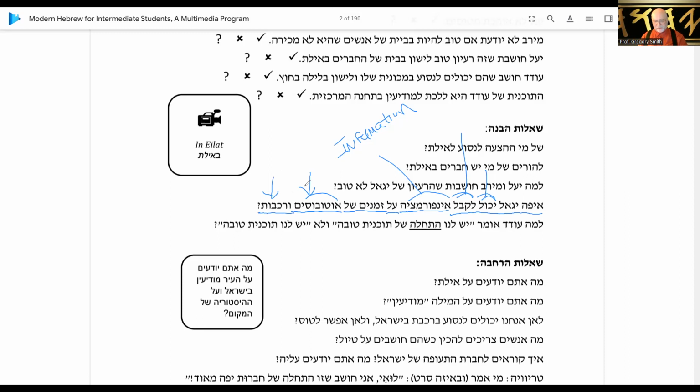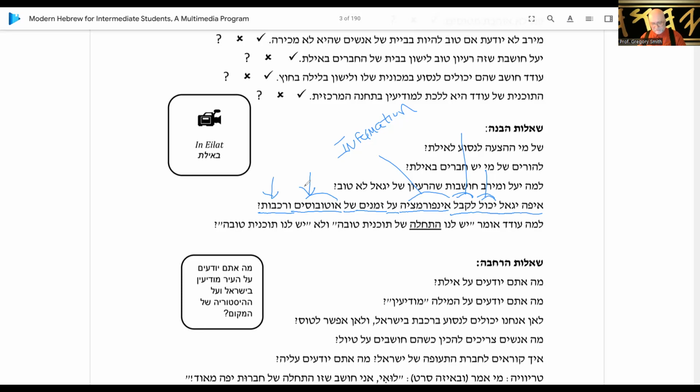Otobusim, the Rachavot. The Rachavot. There we go. Now, oh, maybe it is Rechol. Maybe it does come from Birchol. That's right. I knew it was a train.